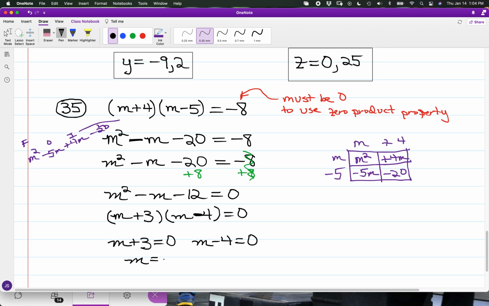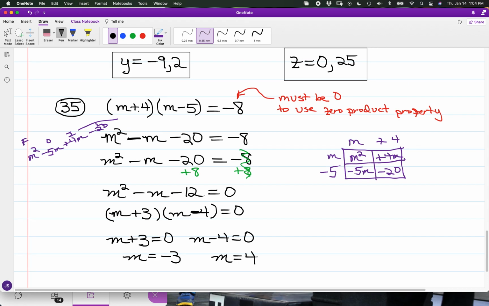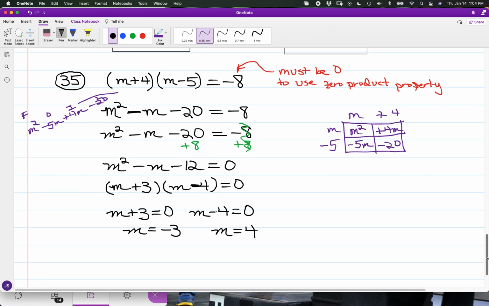If m plus 3 is the 0 factor, we have m equal to negative 3. And as for m minus 4, we have that m is equal to 4. And you can always go back and check. If m is negative 3, negative 3 plus 4 is 1, and negative 3 minus 5 is negative 8, and positive 1 times negative 8 comes out to negative 8. And with m at 4, 4 plus 4 is 8, 4 minus 5 is negative 1, and 8 times negative 1 comes out to negative 8. So both of those values of m check out going back to the setup of the equation.